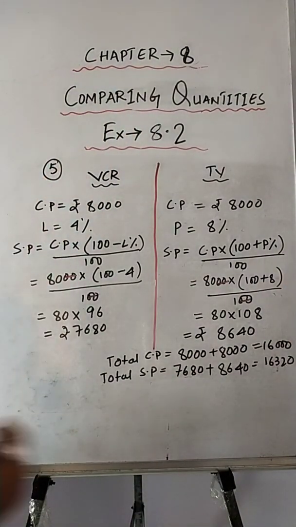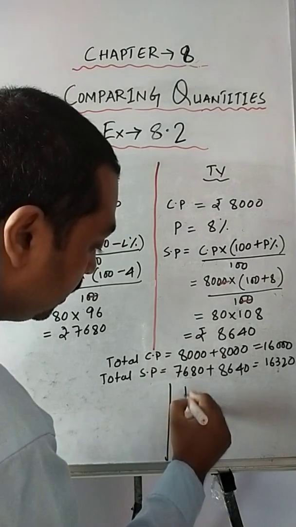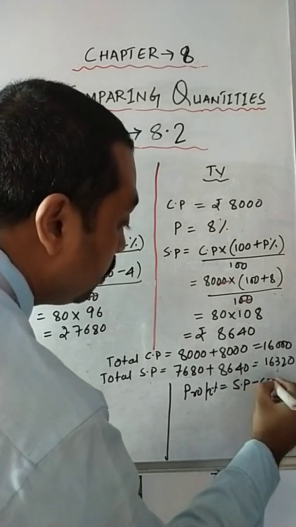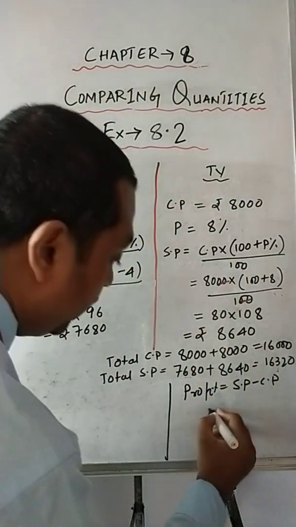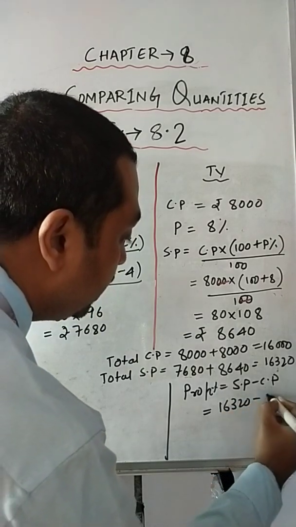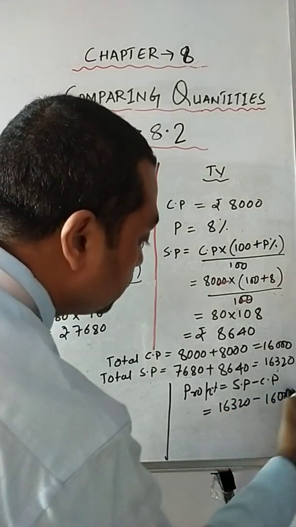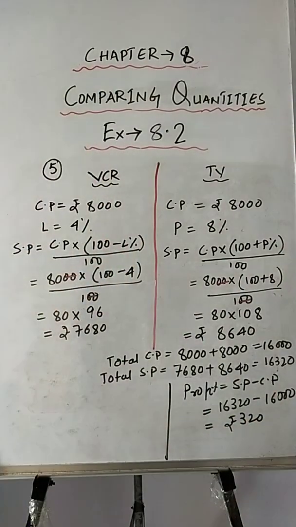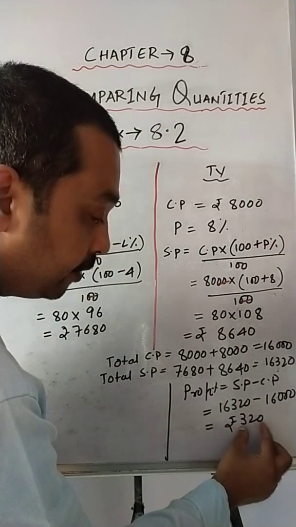Now we have to find out the profit. Fine. What is the profit? Profit is SP minus CP. Always write the formula. Now SP is 16,320 minus 16,000. So that would be rupees 320. Okay, so the profit is 320.